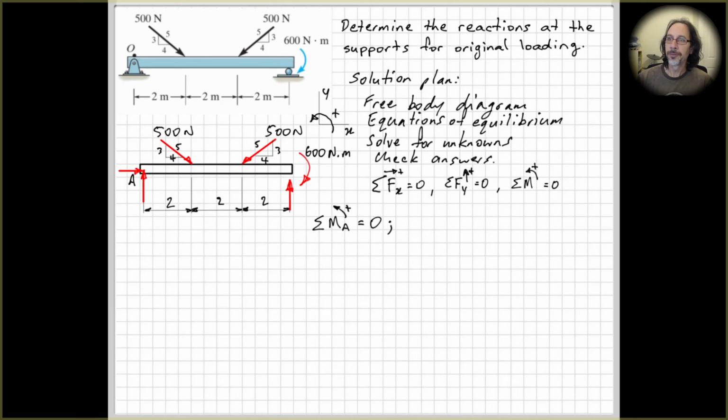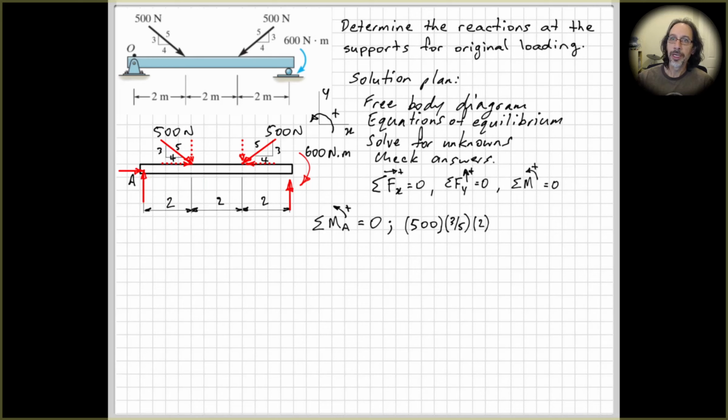Anti-clockwise is positive, all equals 0. So now we can start looking at each of our forces and all moments that are acting. So we've got our forces here, just showing our components again. So we've got 500. Vertical component here is 3/5 times 500, and its perpendicular distance to point A is 2.